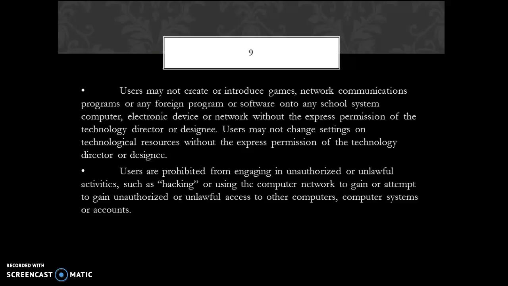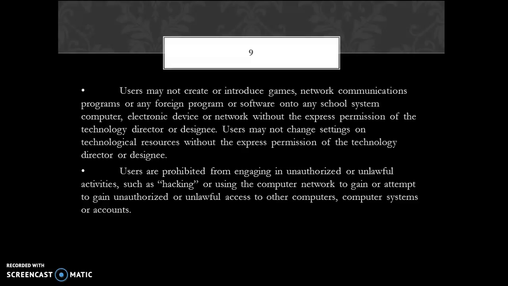Users may not create or introduce games, network communications programs, or any foreign program or software onto any school system computer, electronic device, or network without the express permission of the technology director or designee. Users may not change settings on technological resources without the express permission of the technology director or designee.